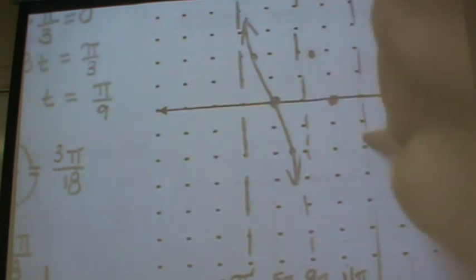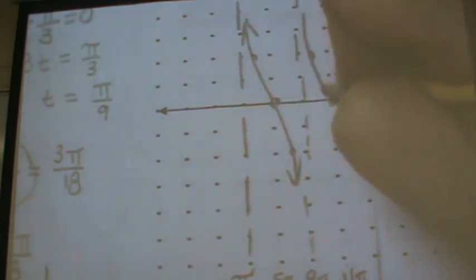What does our cotangent graph look like? We have to put our dots in. We only want 2 periods. Cotangent looks like a negative slope line. We're going to go 2 up, like that. And we are done with that. Questions?